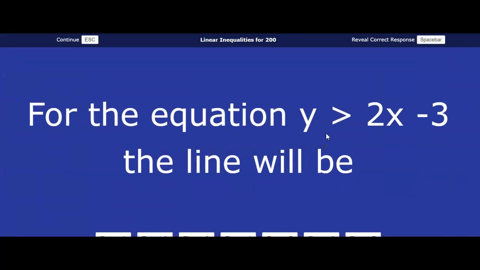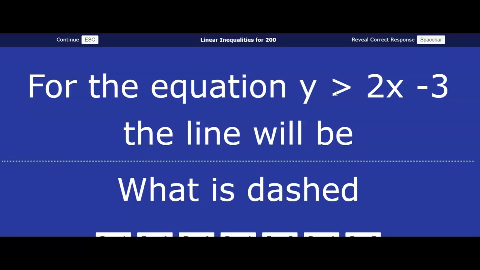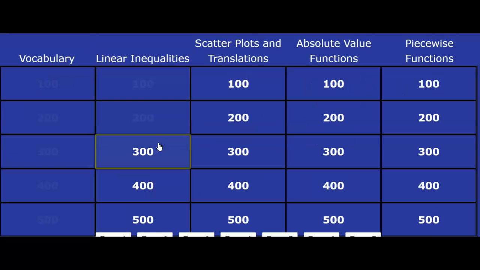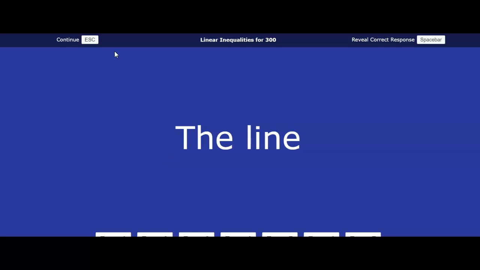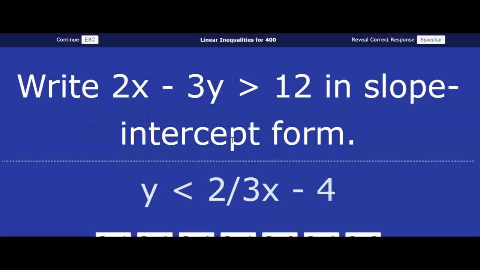Number 2 for the equation. Will the line be... Go ahead, Lily. Perfect. Good. Yeah, it's going to be dotted or dashed because this is not equal to. Well, that's good. Okay, write this in slope-intercept form. Okay, Nick. The answer would be y is greater than 2/3x minus 4. Good.